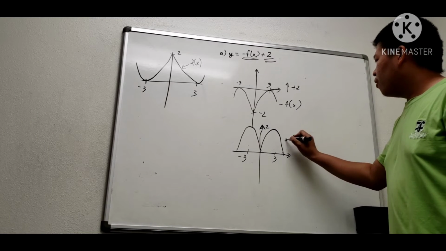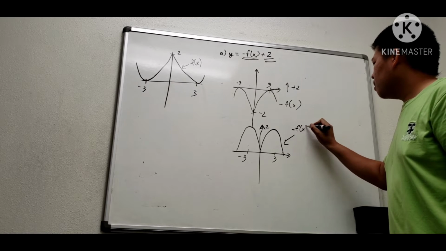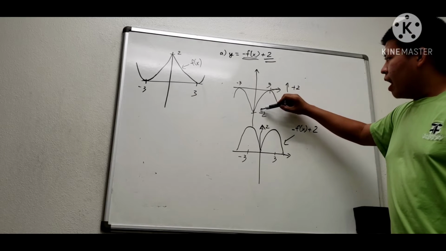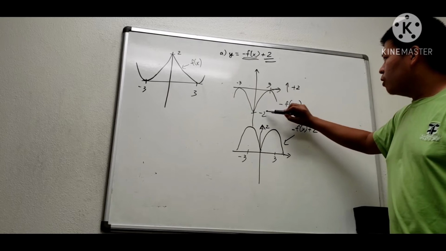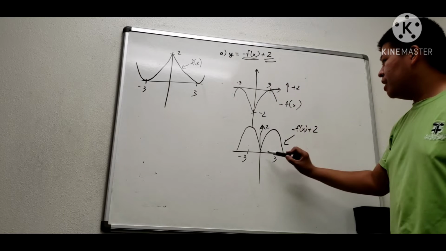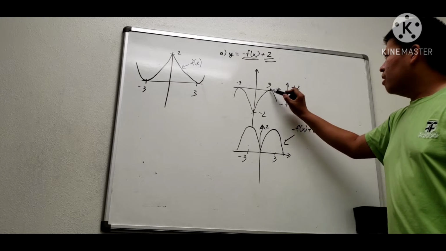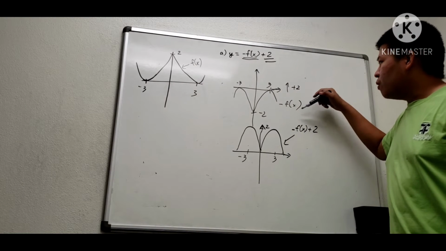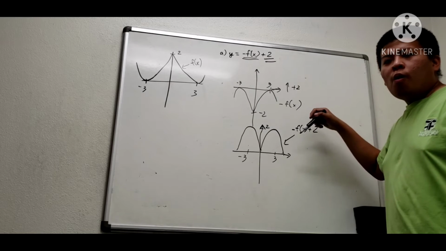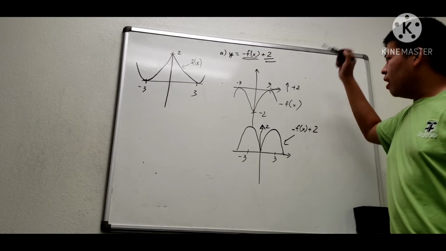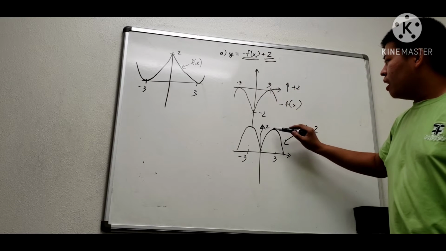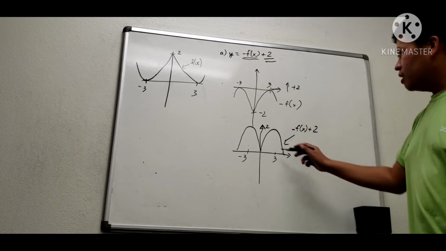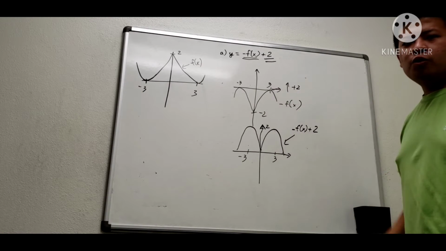So this is the graph of the function minus f(x) plus 2, because you move every number plus 2. So the minus 2 in here becomes 0, because we add 2. That's why the function moves upward from the minus 2 to 0, and from the number 3 becomes 0, it becomes the number 2. So that's the graph of the minus f(x) plus 2.